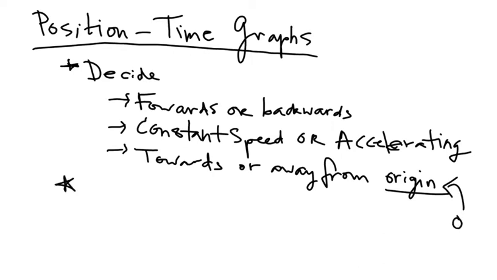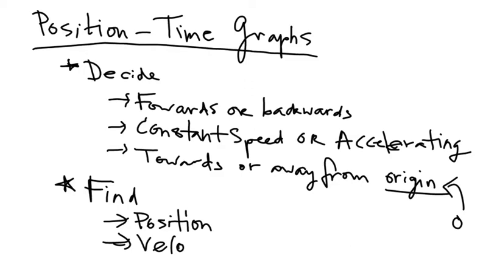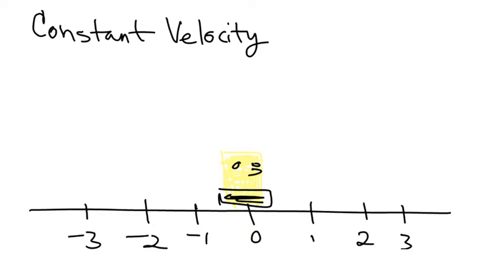The second thing that you should get from this video is how to find position. That should be pretty easy. You just read it off the graph. The next thing is velocity, and there are going to be a couple of types of velocity that you need to know about. Our graph is going to look different depending on the type of motion.